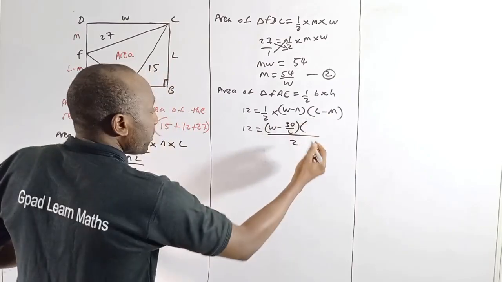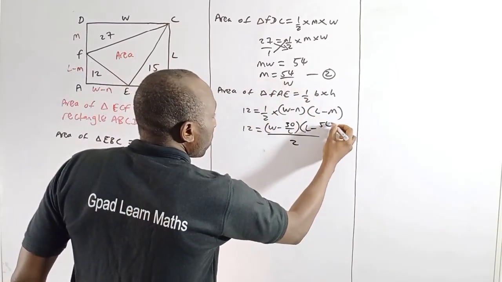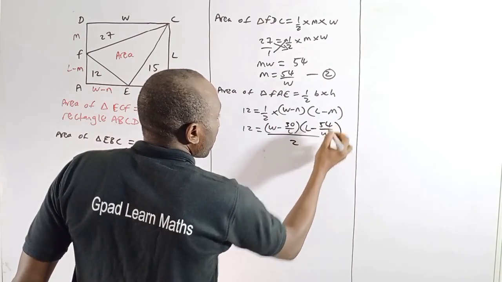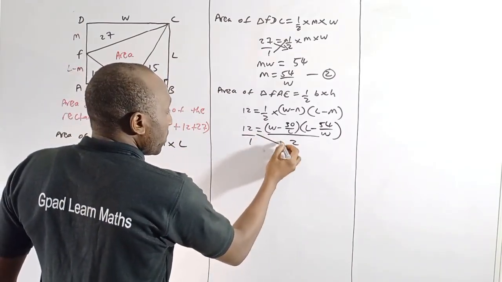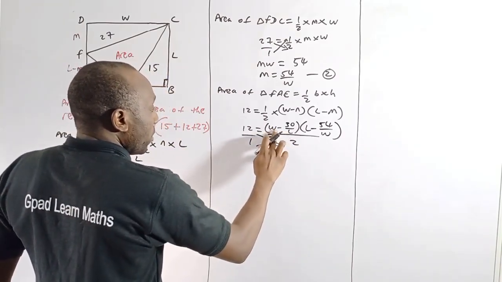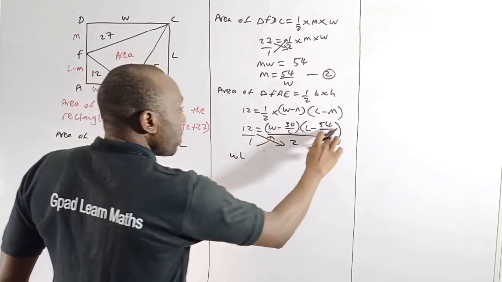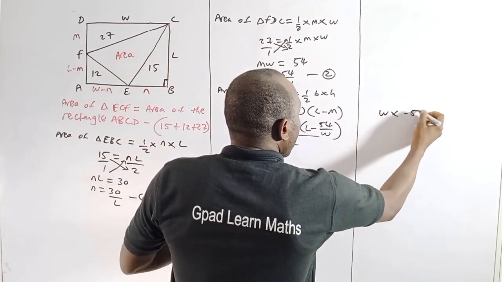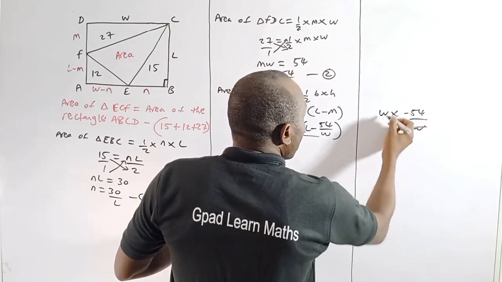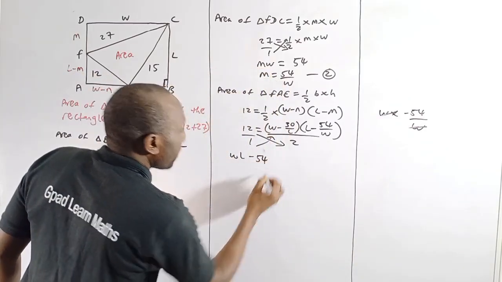Then what about this? L minus what's M? M is 54 over W. So it's time to expand, but I will need a calculator. So if you expand this, you have W times L is WL. W times T. Let me just write this here. W times negative 54 over W. This cancels this. You have what? Negative 54. So I'll write negative 54 here.